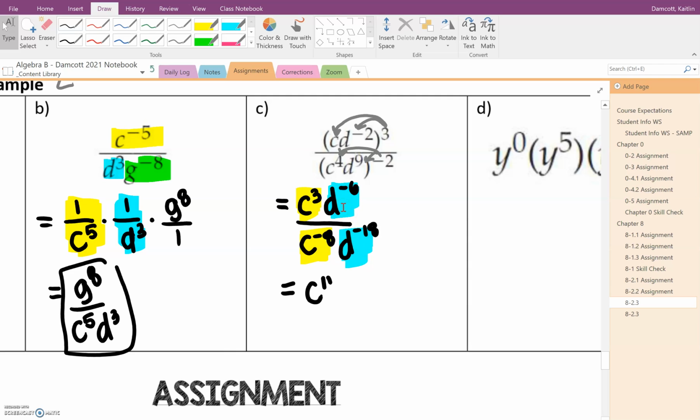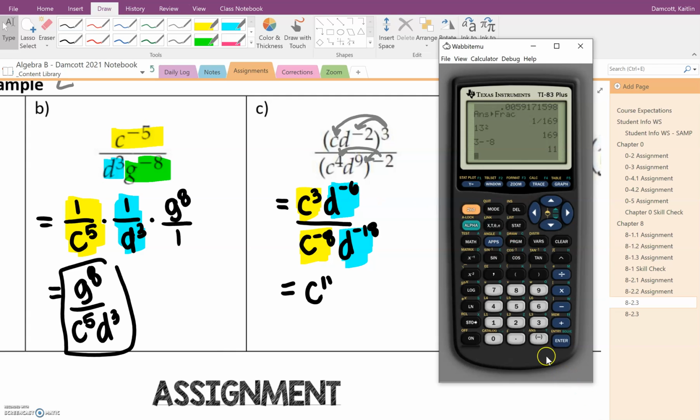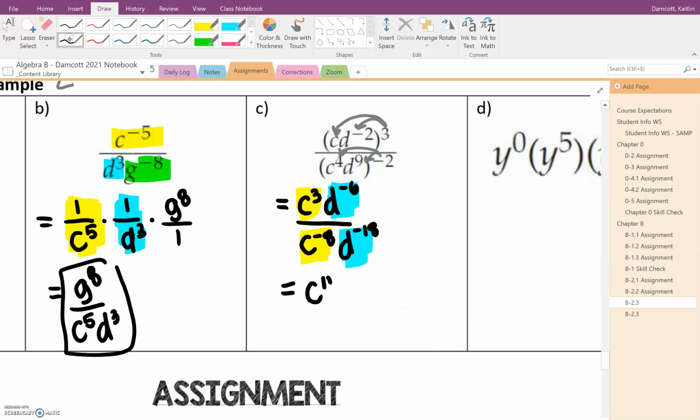The next thing that we're going to do here is we've got d to the negative 6th, d to the negative 18th. So for this, we're going to do negative 6 minus negative 18. Go, and we get 12. So d to the 12th. So it's interesting for this. We actually didn't have to use our rule of negative exponents. We didn't let it scare us. We just had to make sure that we used our quotient rule and then subtracted our exponents. So this is in simplest form.